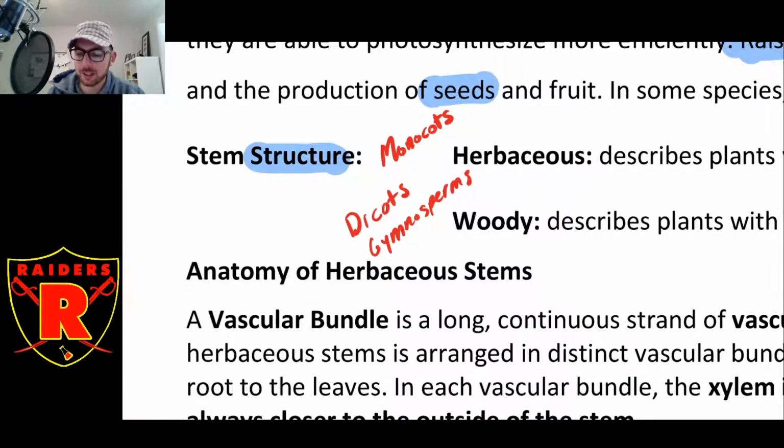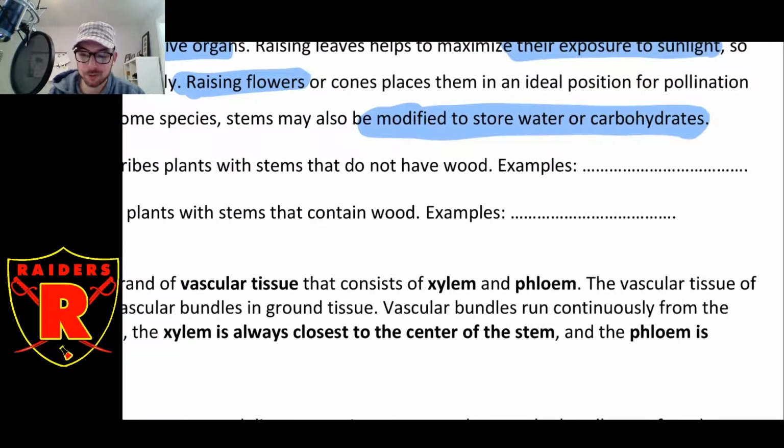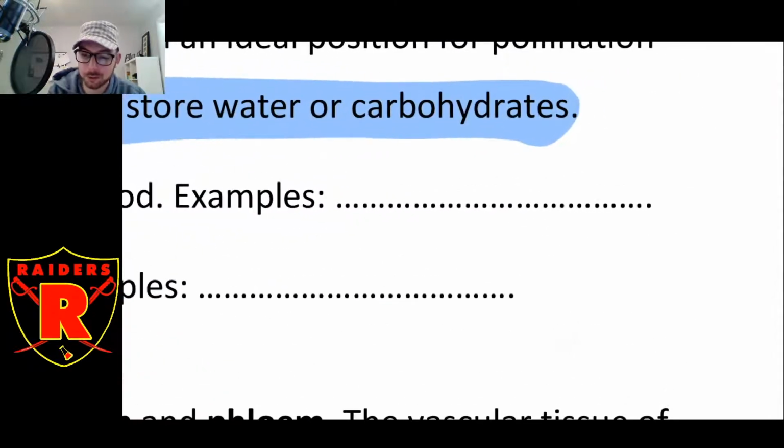There are two main kinds. The herbaceous stem is basically green-stemmed plants. So if you go out into your garden or go out into the woods and you find a green-stemmed plant, what are some examples of a green-stemmed plant? Corn would be a really good one.